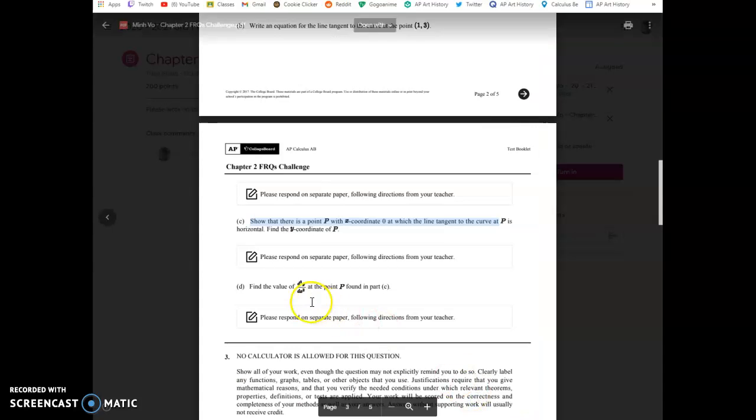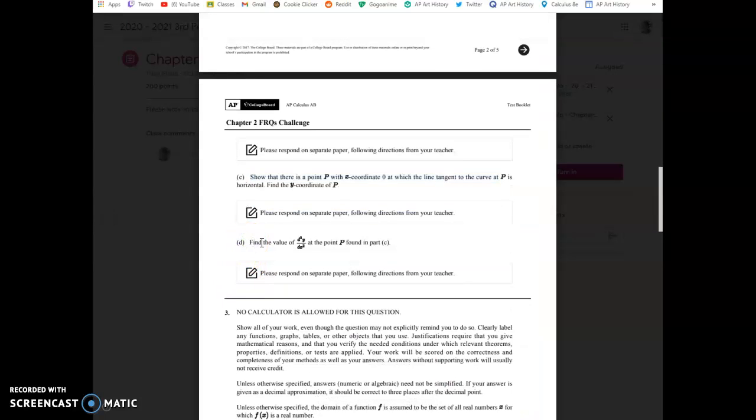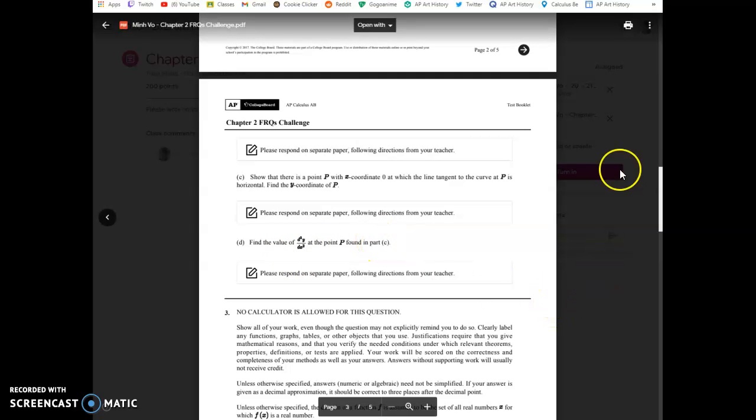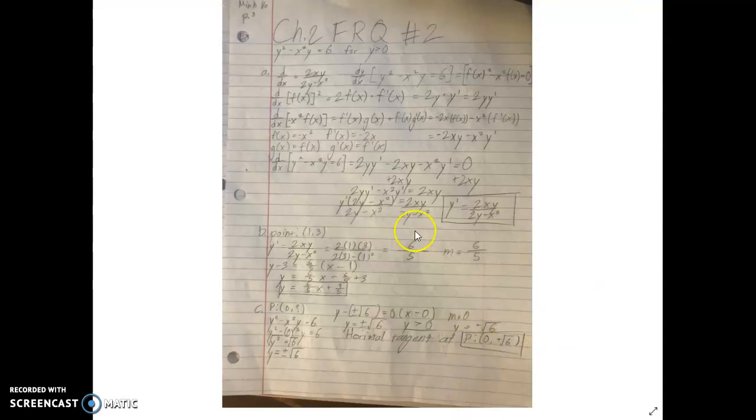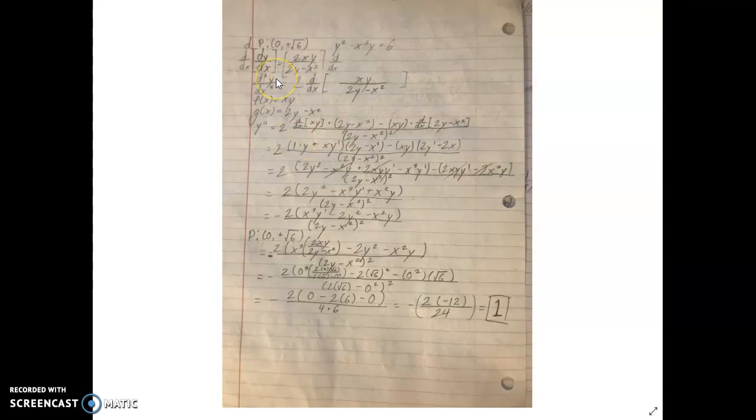And for D, we're solving for the value of d squared y over dx squared, which is basically asking for the second derivative of our problem. And so what I had to do was a lot of math. It's basically taking the derivative of the derivative. So, here's all my work for it. There was a lot of chain rule and product rule. Basically, you have your first derivative, and you need to take the derivative of that.